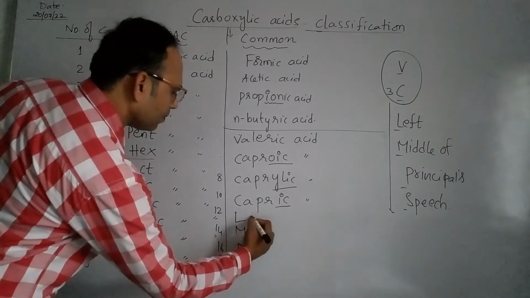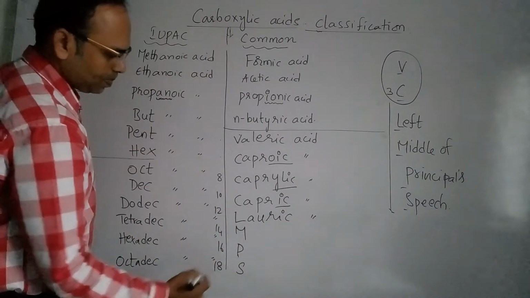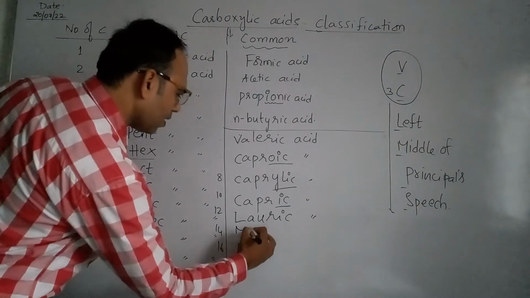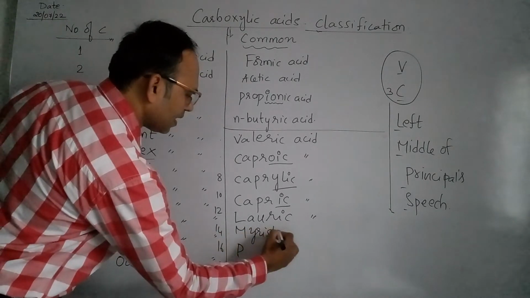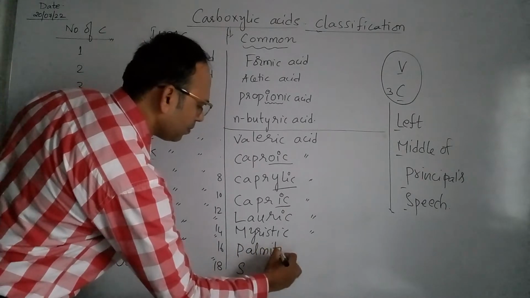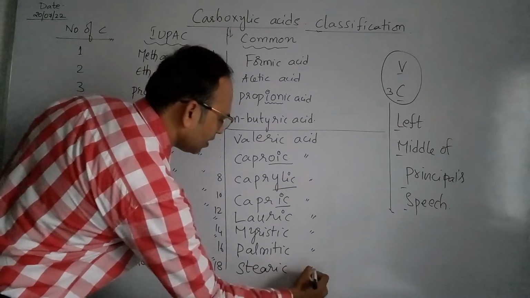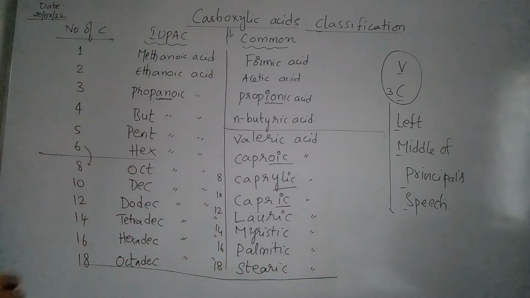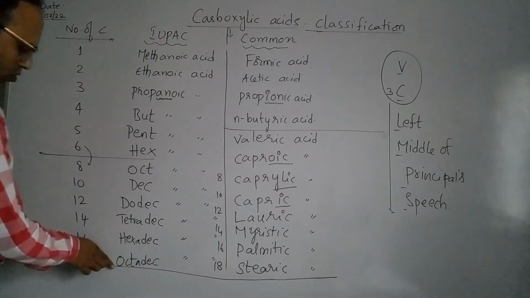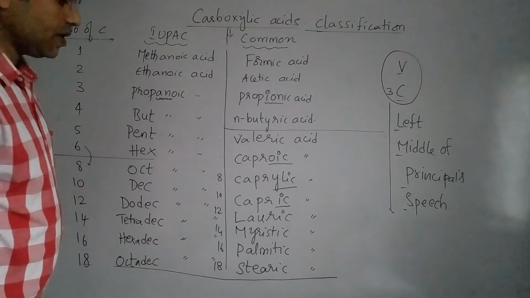Next, what is L? L is lauric acid. Next, myristic acid, palmitic acid, and stearic acid. Hope you are able to follow this. So, depending upon the number of carbons, we have written the common names.